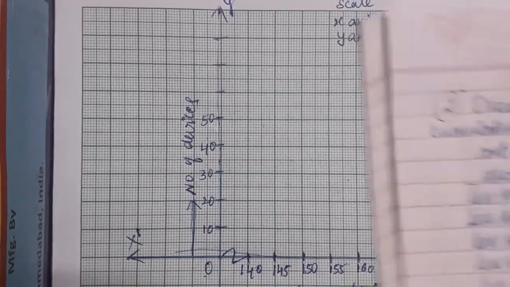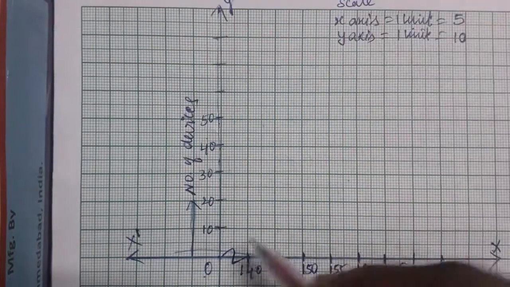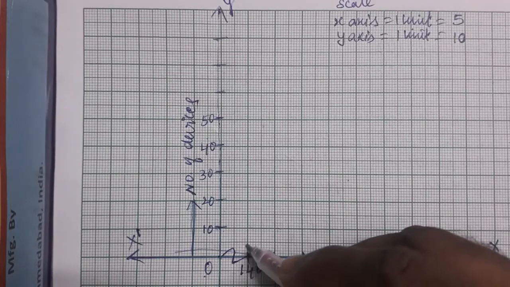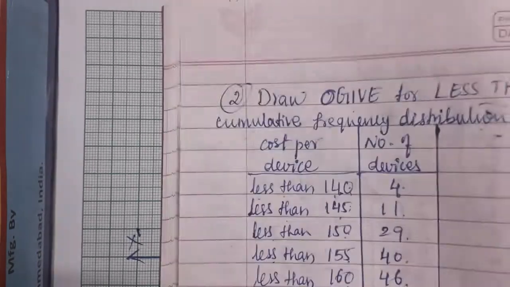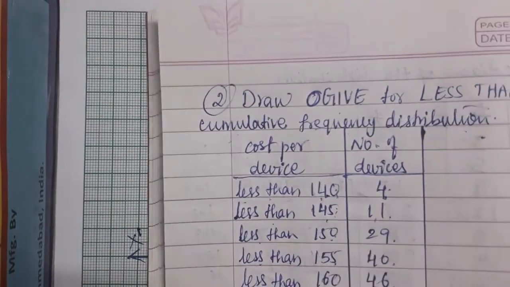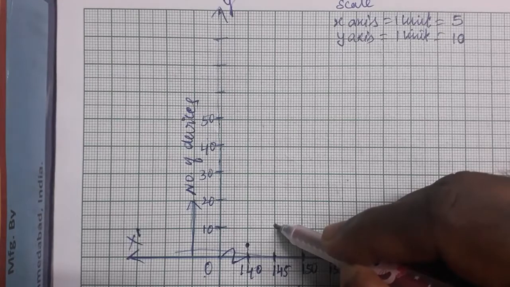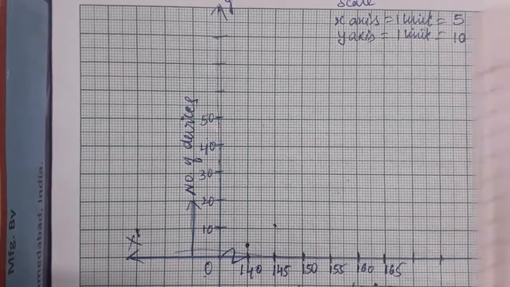So how to plot? See here, for 140 it is 4. So 140 is here. Small boxes you have to count, 4 boxes: 1, 2, 3, 4. Now second reading. For 145 you have got 11. 145 is here. 10 is here. After 10, small first box. That will become 11.